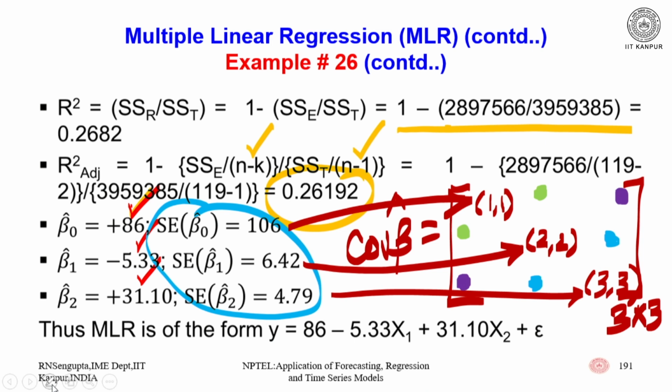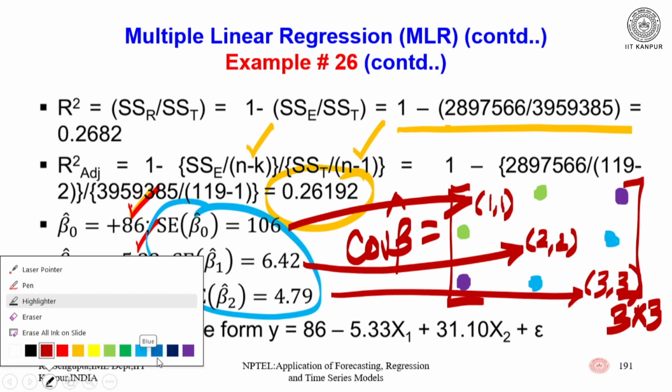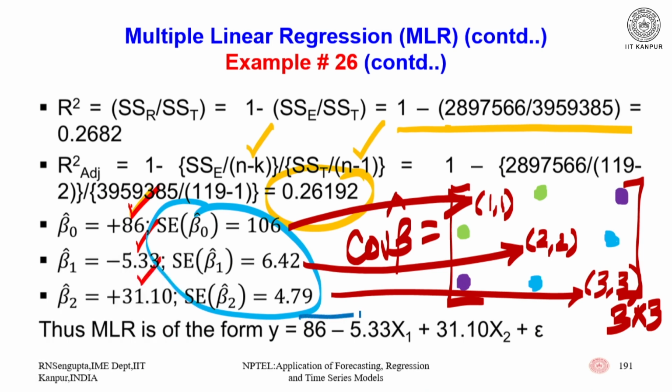I will consider the dark blue. So, this is the equation: 86 minus 5.33 x1 plus 31.10 x2 plus epsilon, where epsilon is the error. That is the best fit regression model which you have, based on the fact that you are trying to minimize the ordinary least square errors, which you have already done.